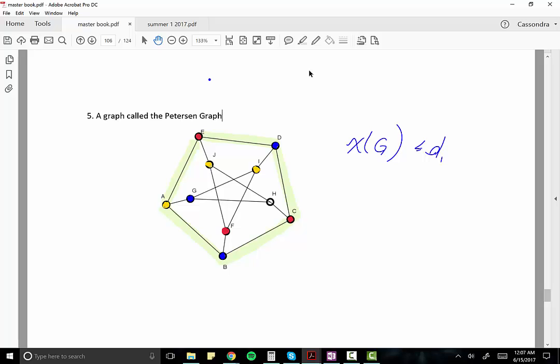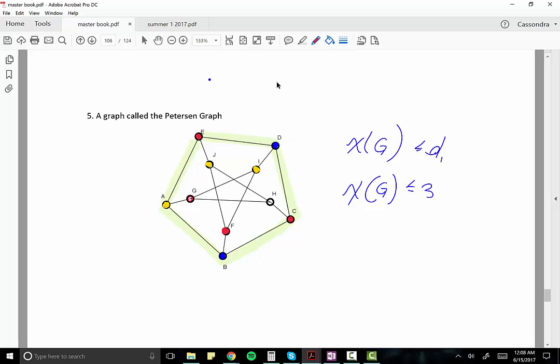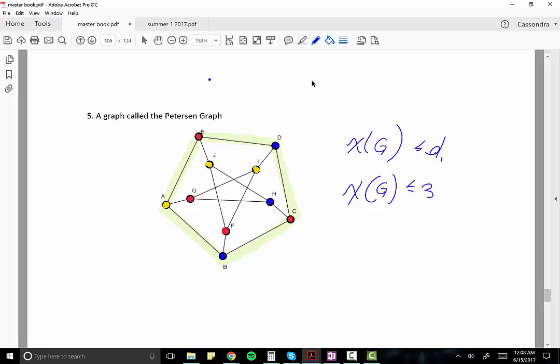Okay. Now, if I continue with this choice, my vertex H cannot be yellow, blue, or red. Brooks' theorem says I cannot go higher than 3. So that means I've made a mistake. If I make this guy red, then H cannot be yellow and it cannot be red, but it can be blue. And that is where Brooks' theorem comes in.